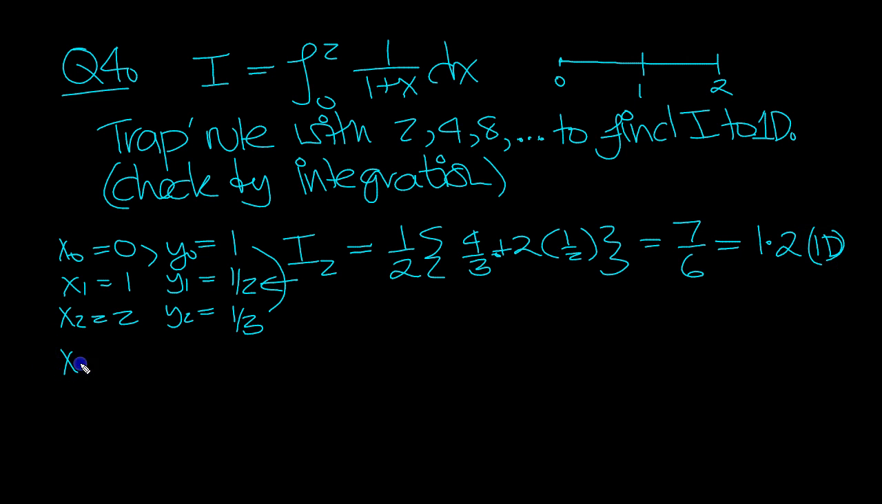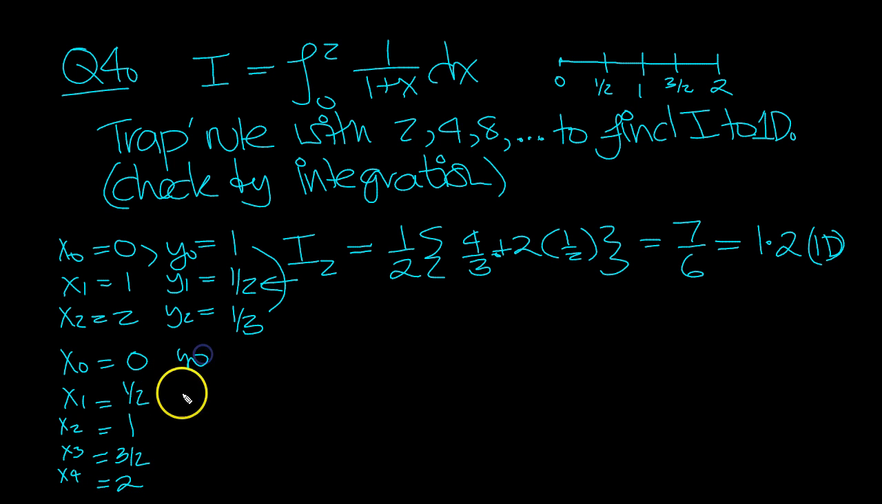Okay, let's do the next one. 4 strips, so we'll divide it into 4 strips, so that's a half, 3 over 2, so x1. So we're doing a half, 1, 3 over 2, and then 2. And here's the y ordinates.